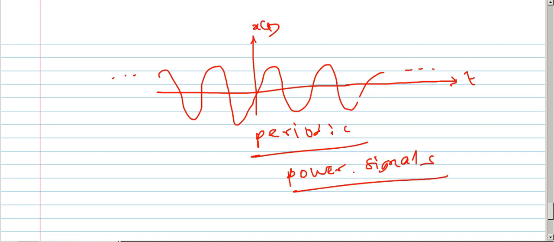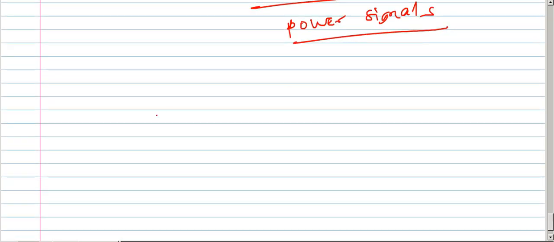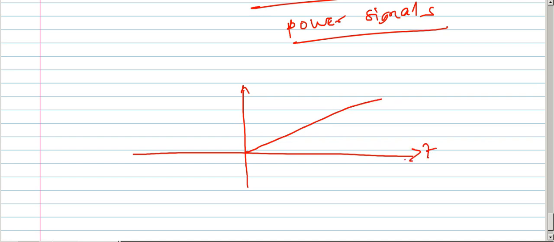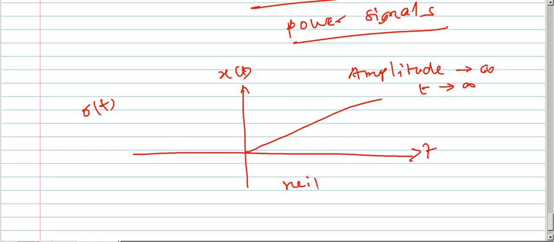Periodic signals are always power signals. For signals which are neither periodic nor defined for finite time, and if their amplitude is increasing with time, for example, this ramp signal r of t, whose amplitude is increasing with time, its amplitude is approaching infinity as t tends to infinity. So for this type of signals, both energy and power are infinite, so this signal is neither energy nor power.